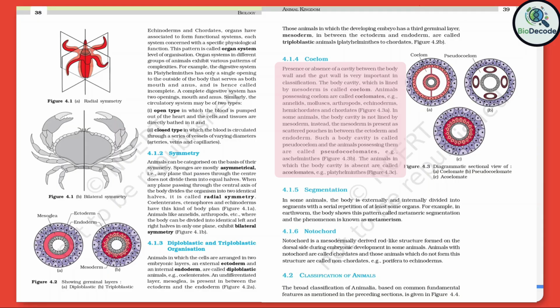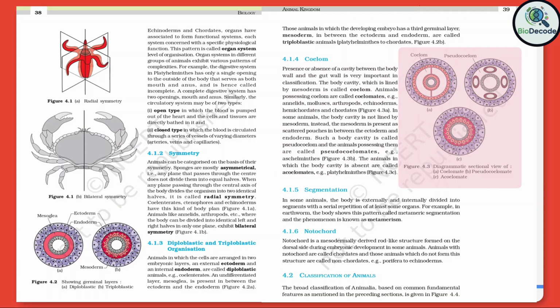In some animals, the body cavity is not lined by mesoderm. Instead, the mesoderm is present as scattered pouches in between the ectoderm and endoderm. Such a body cavity is called pseudocoelom, and the animals possessing them are called pseudocoelomates, for example, Aschelminthes, Figure 4.3b. The animals in which the body cavity is absent are called acoelomates, for example, Platyhelminthes, Figure 4.3c.